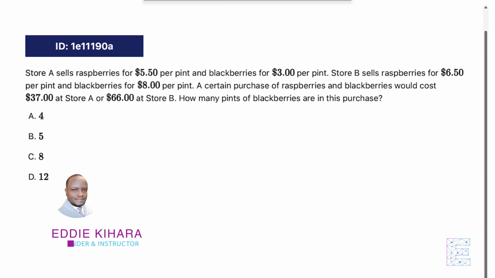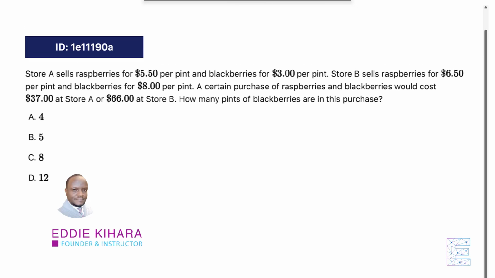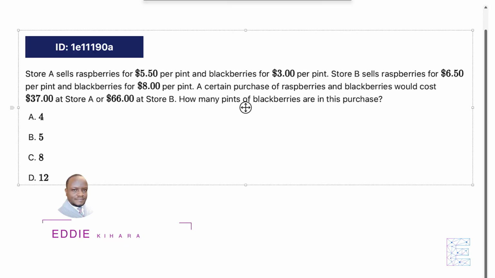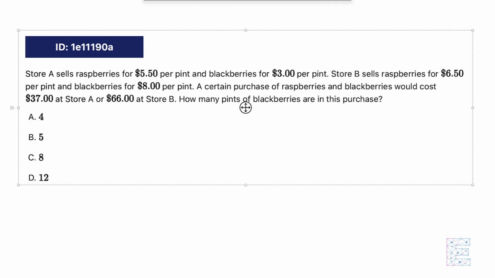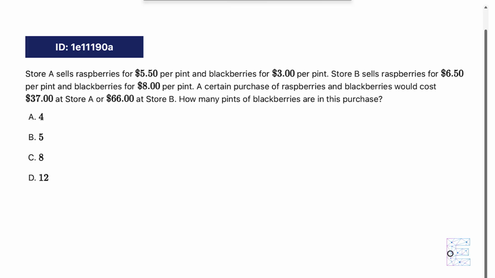Store A sells raspberries for $5.50 per pint and blackberries for $3 per pint. Store B sells raspberries for $6.50 per pint and blackberries for $8 per pint. A certain purchase of raspberries and blackberries would cost $37 at store A or $66 at store B. How many pints of blackberries are in this purchase?